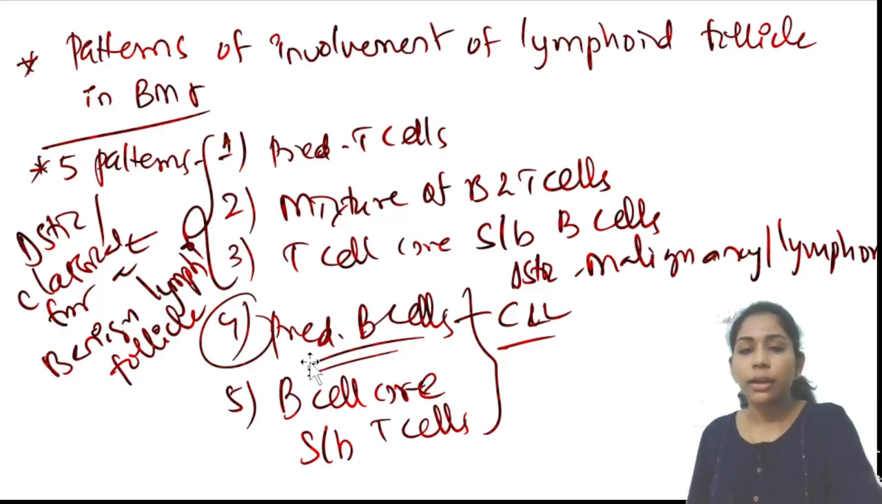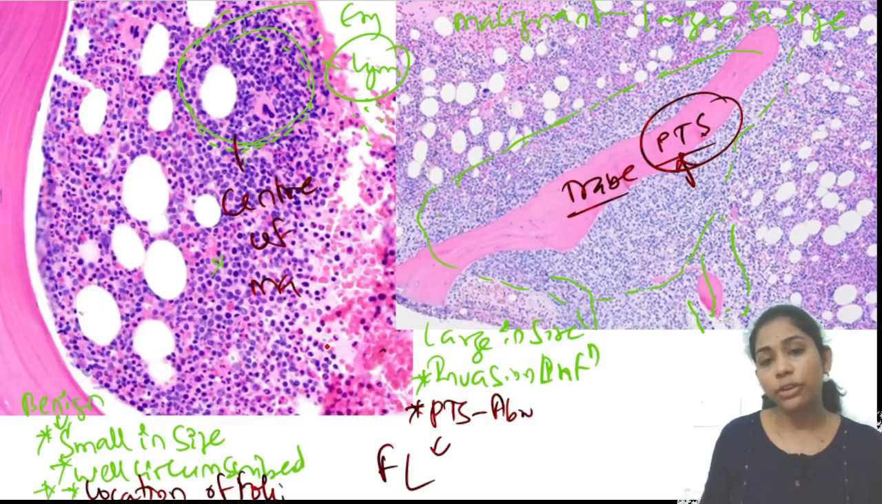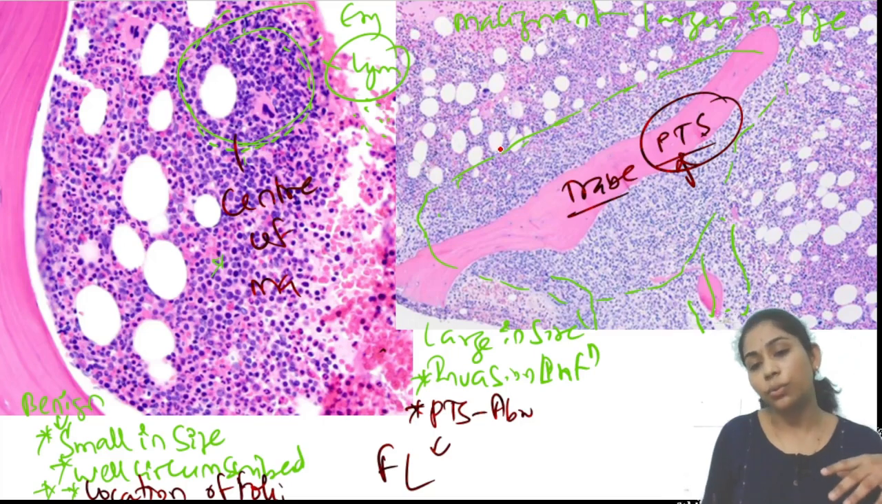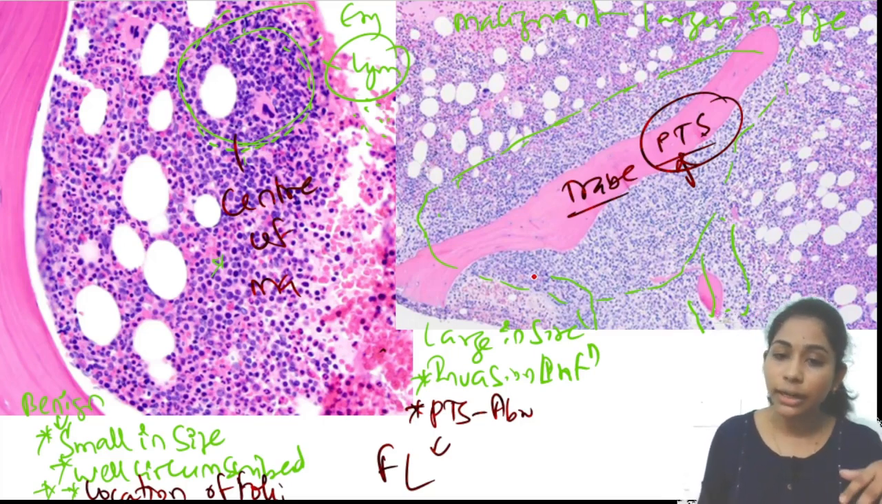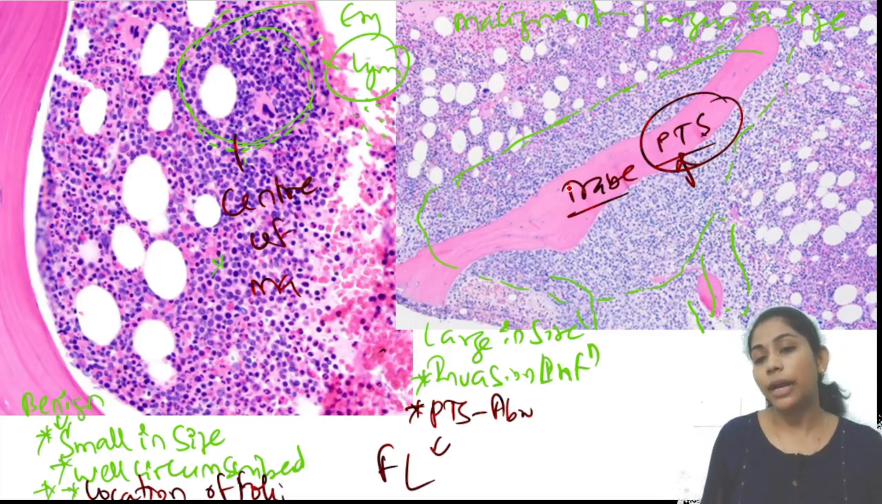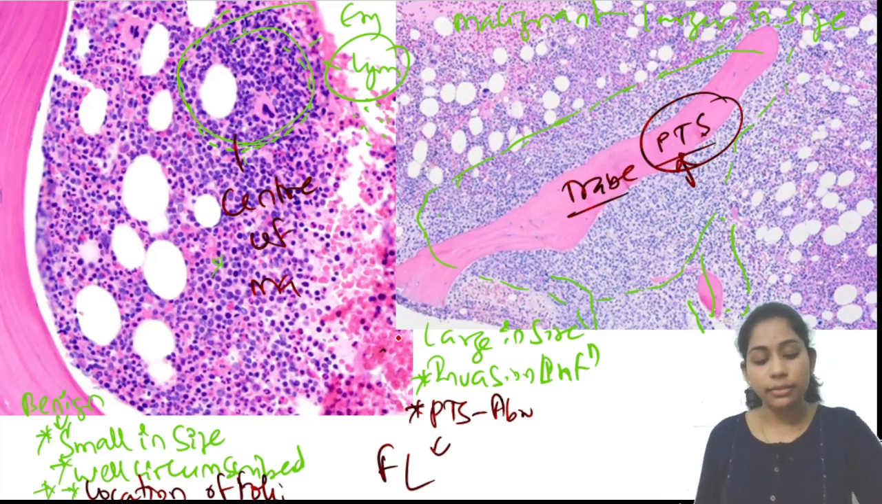Okay. So now we are done with the morphological findings, where again I am repeating: the benign ones are small in size and very well circumscribed, and their location is usually in the center of the marrow. The malignant ones are large in size and have infiltrating borders, and predominantly they have paratrabecular localization, and this paratrabecular localization is classical for follicular lymphoma.